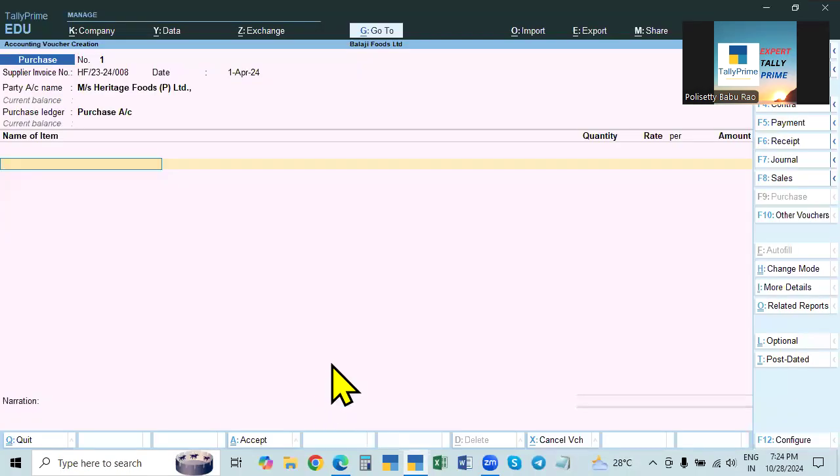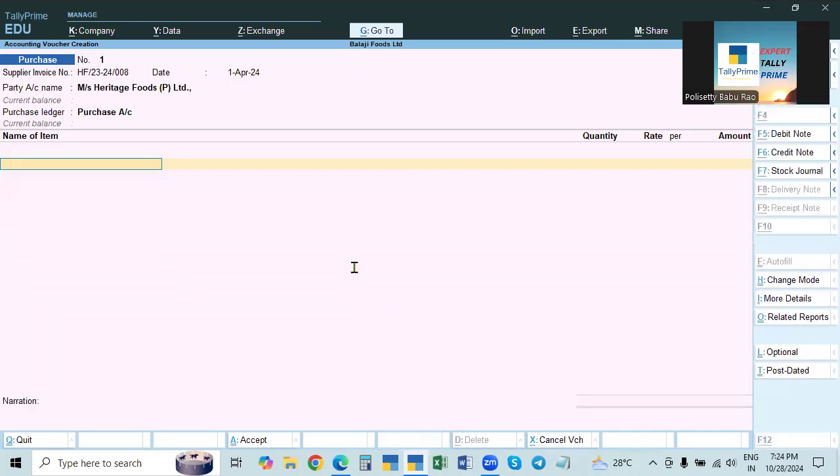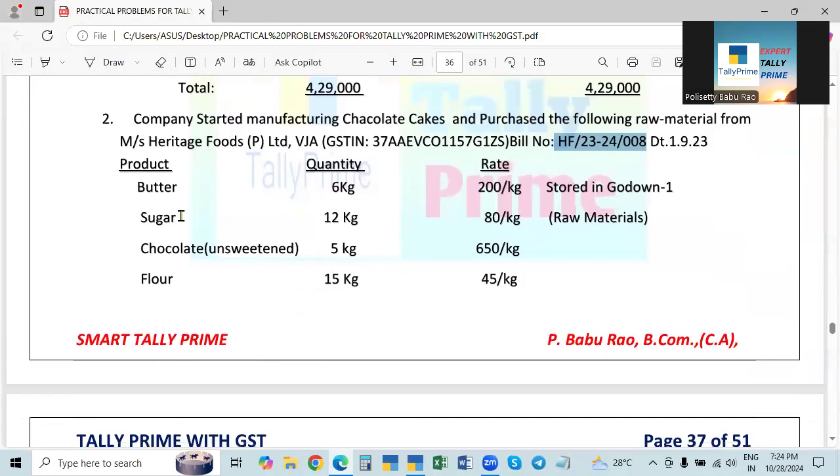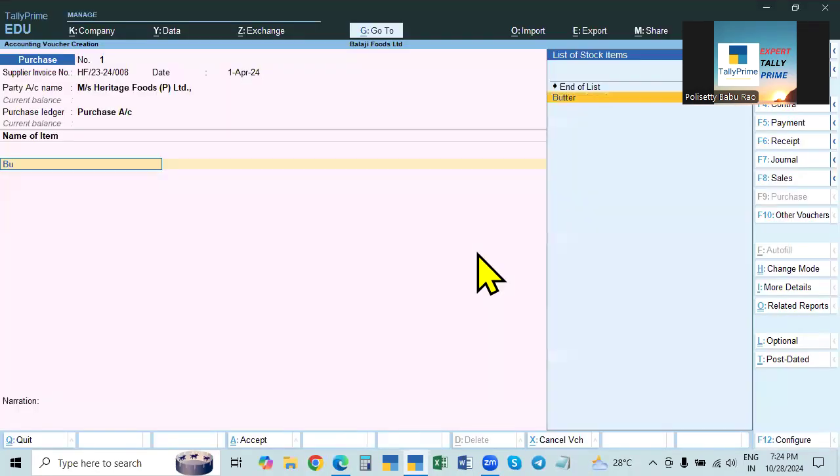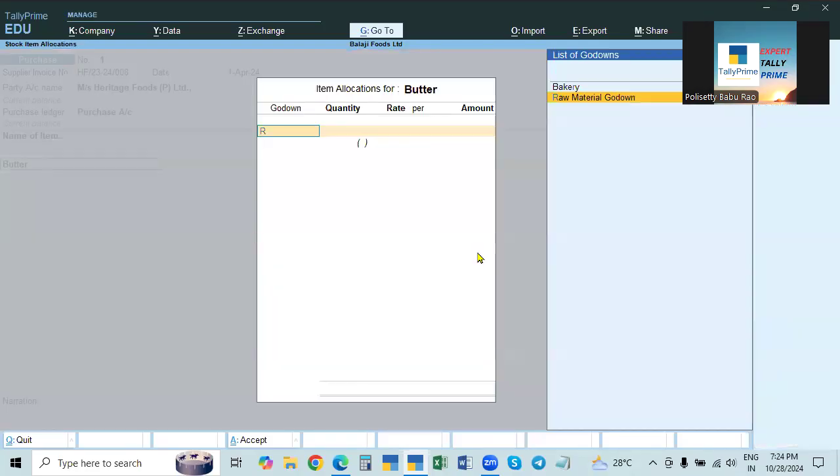Okay, that's it. Godowns are also given here. The raw material we are purchasing is stored in the raw material godown. First of all, what are the things purchased? Butter. So take butter, type BUT. What is the godown? Raw material godown. Just click R to show the raw material godown.